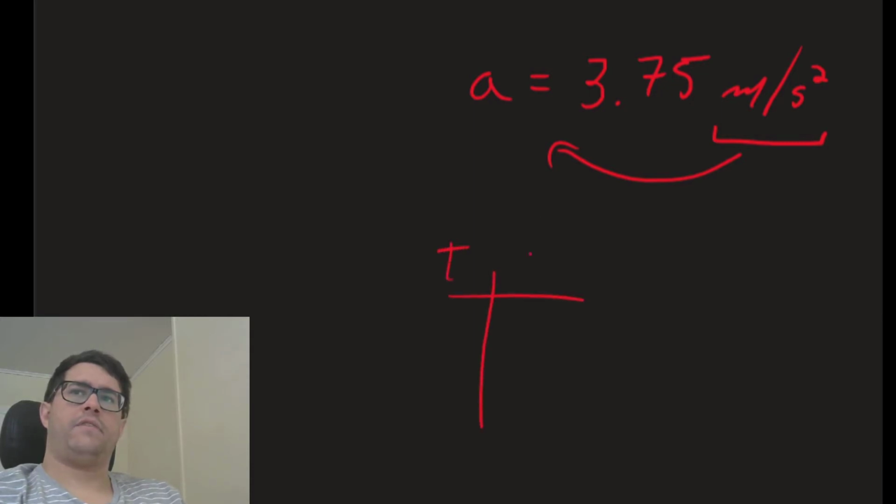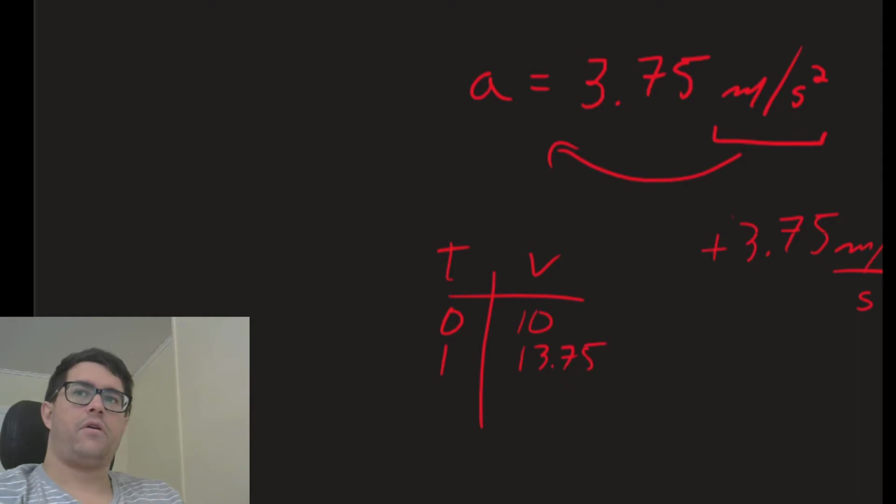Time and velocity. At 0 seconds, the velocity was 10. After 1 second, what was the velocity? If this means an increase by 3.75 meters per second every second, then after the first second, the speed increased by 3.75. So he's at 13.75 meters per second. Right? These are meters per second after each second.